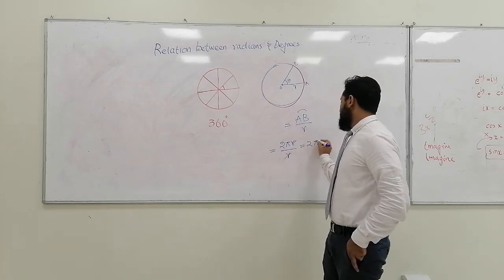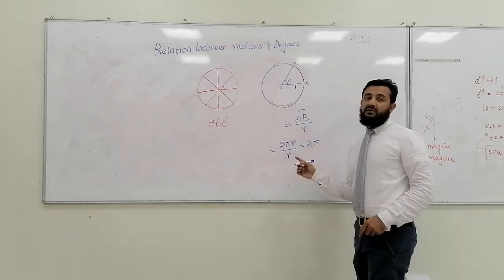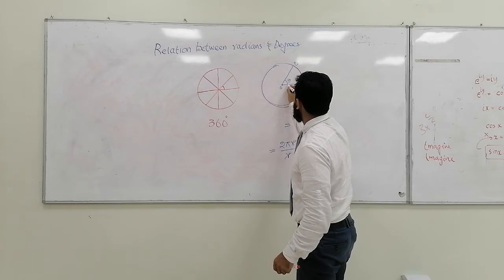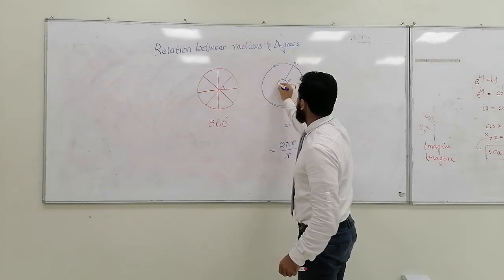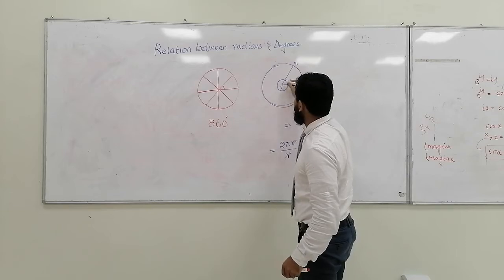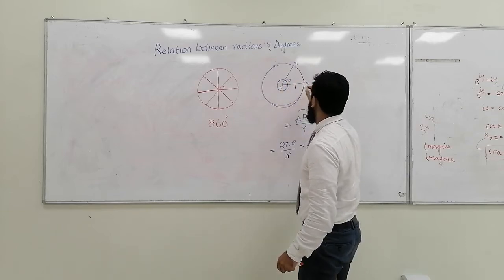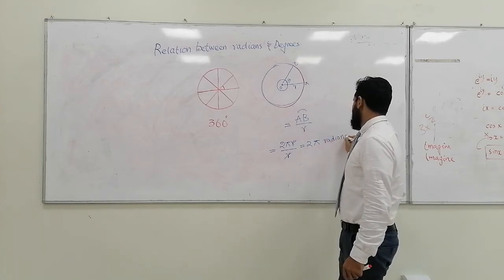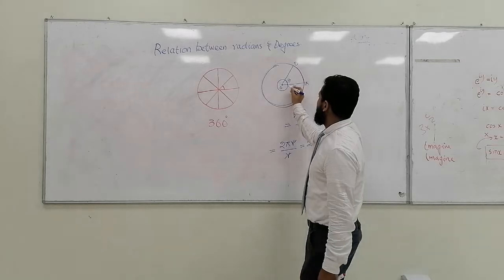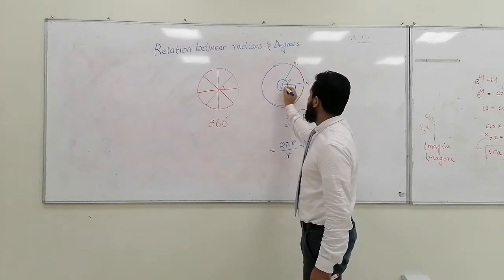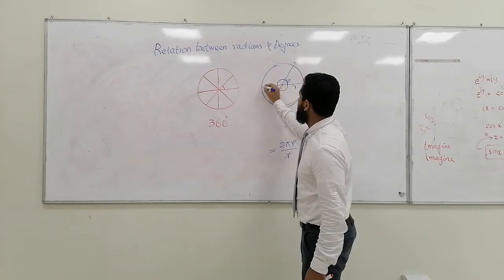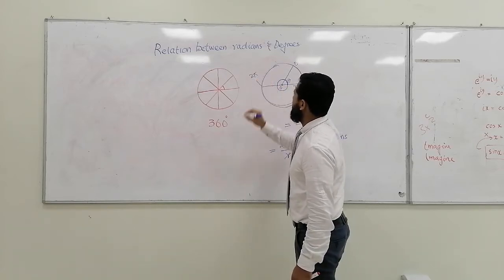Now what does this 2 pi mean? This 2 pi is the total number of radians in a whole circle. For example, if I start from here and go all the way around, coming back to the same point, the measurement of this angle is 2 pi radians. Okay, now if the whole circle is 2 pi, then half of it, from here to here, is going to be pi radians, right?